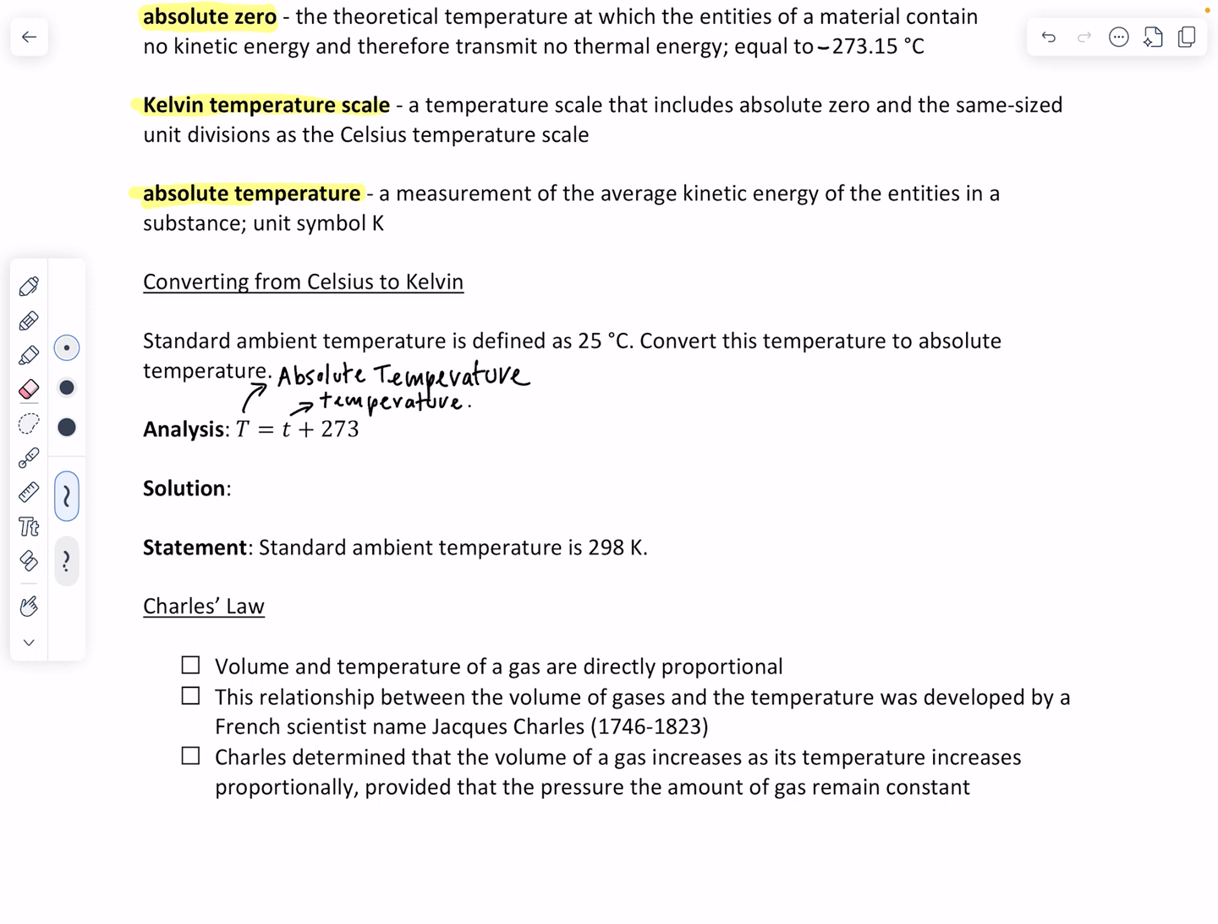To find the absolute temperature, it's equal to 25 degrees Celsius plus 273. So the absolute temperature of 25 degrees Celsius is 298 Kelvin.